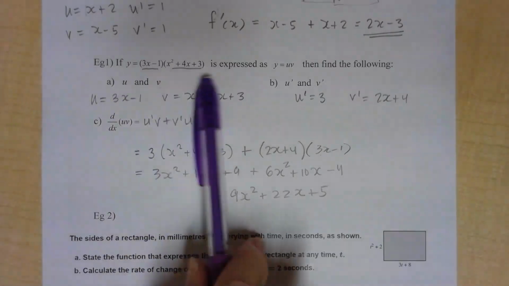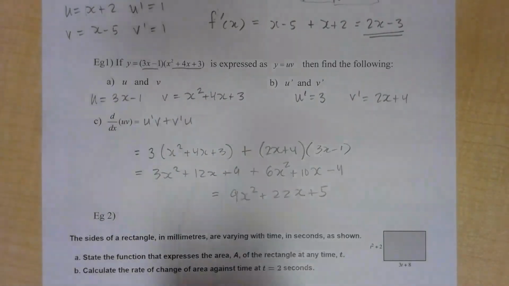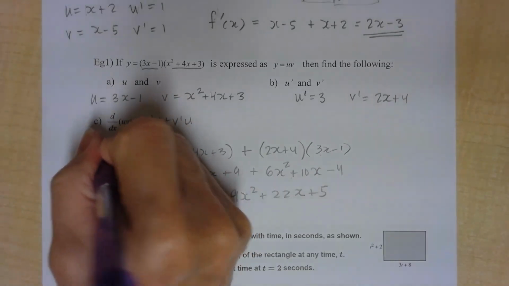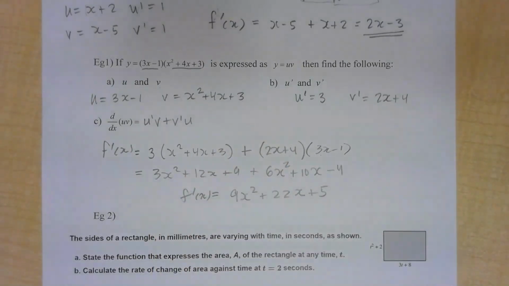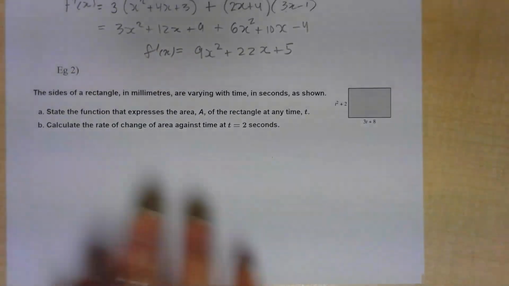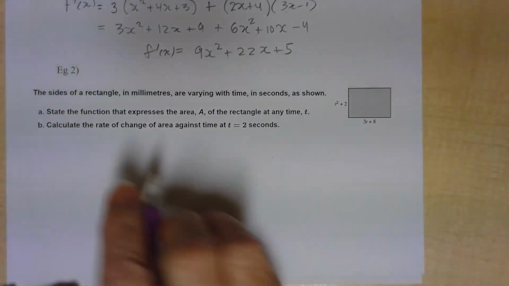It would be really long to expand that out, but you can. You write that this is f dash of x. Let's write that. Or dy dx. Okay, now let's do a problem where I have to think a little bit.